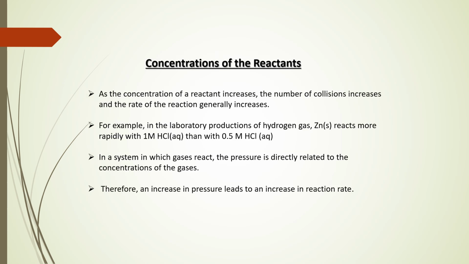Second factor is concentrations of the reactants. As the concentration of a reactant increases, the number of collisions increases and the rate of the reaction generally increases. For example, in the laboratory production of hydrogen gas, zinc reacts more rapidly with 1 molar solution of HCl than with 0.5 molar solution of HCl. In a system in which gases react, the pressure is directly related to the concentrations of the gases. Therefore, an increase in pressure leads to an increase in reaction rate.